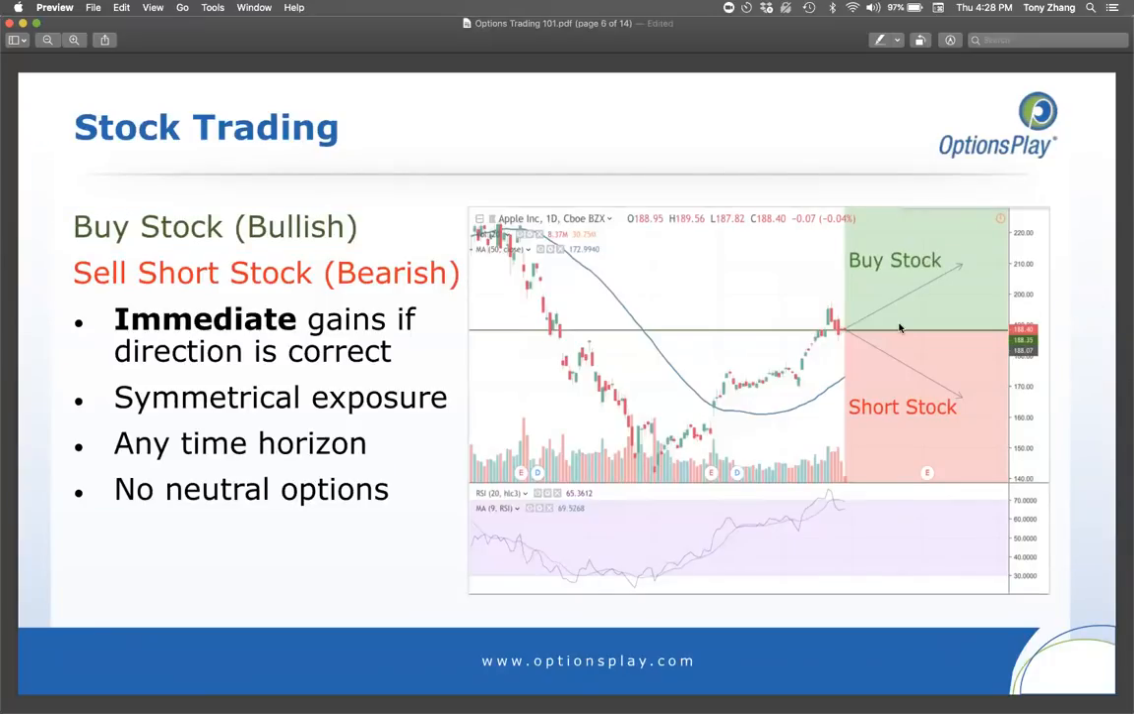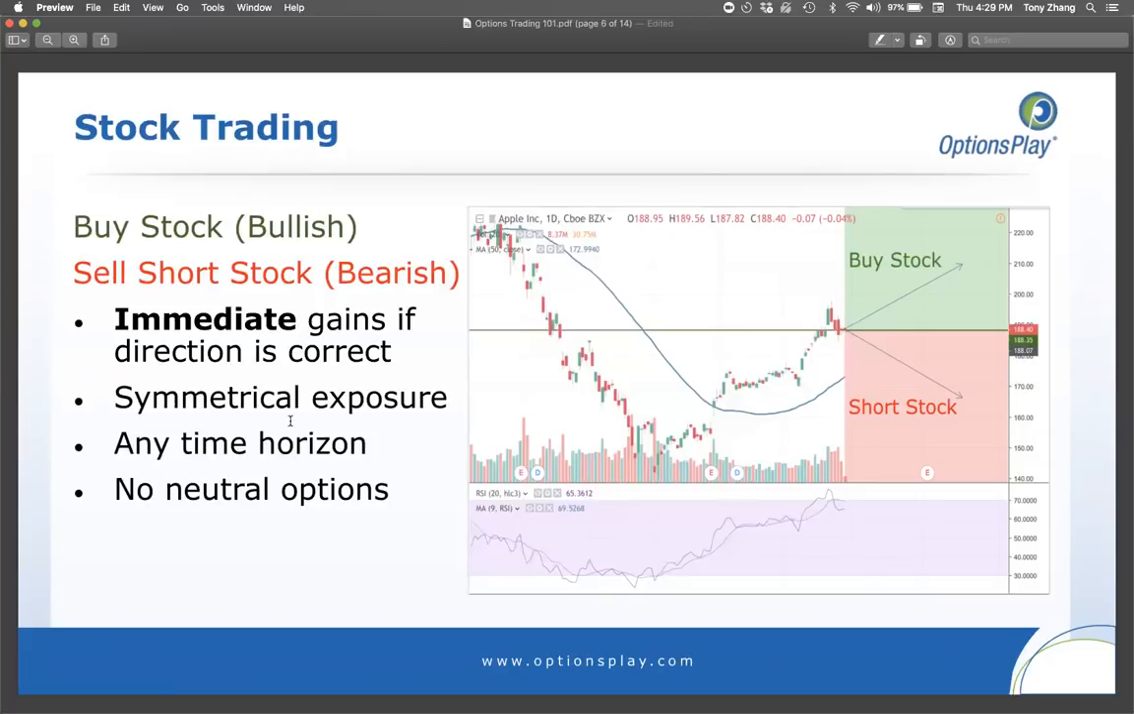I have a very clean chart. This is Apple trading at around 188, 189, and you have two possibilities. You either believe that the Apple stock is going to rise in value in the future, or you believe it will fall in value, and those are your two options. And with either option, you get immediate gains if the directional view that you have is correct. So if you're bullish on Apple and you buy Apple stock, even if it goes up by a penny, you will have incremental gains for every penny the stock goes up by.